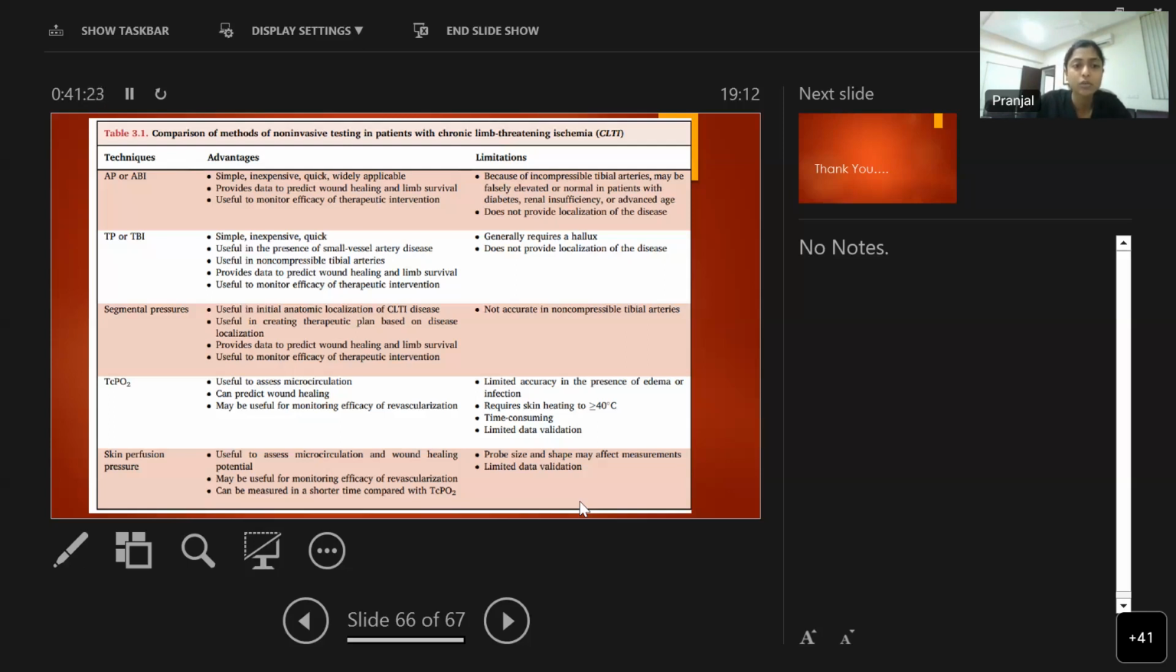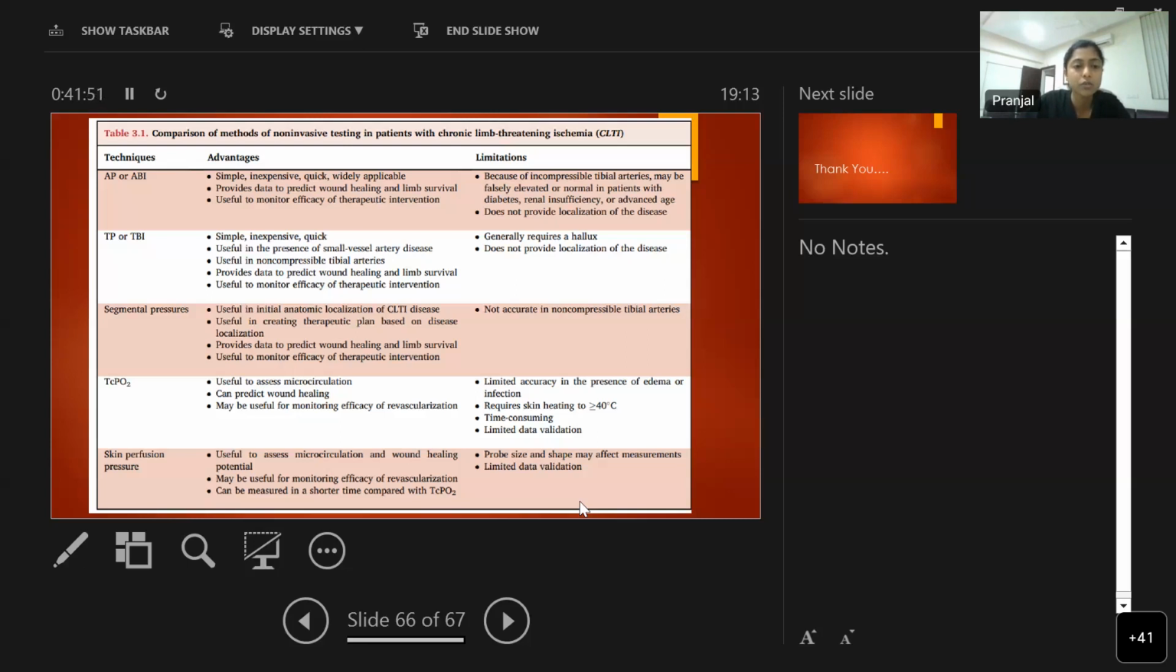Segmental pressures are useful in initial anatomic localization of CLTI. It is useful in creating a therapeutic plan based on disease localization. It provides data to predict wound healing and limb survival. It is useful to monitor efficacy of therapeutic intervention, but it is not accurate in non-compressible tibial vessels, that is, highly calcified vessels, as in diabetes, CKD patients, or in advanced age.